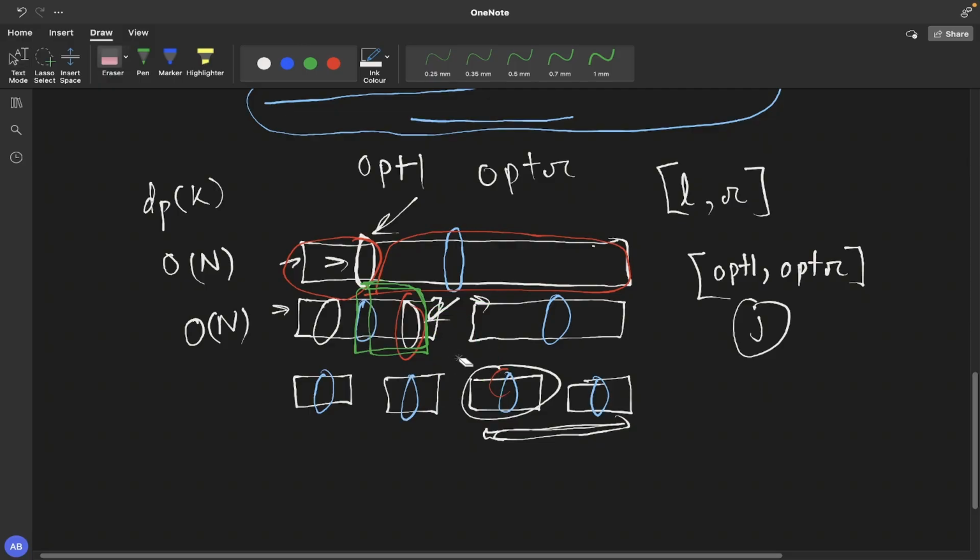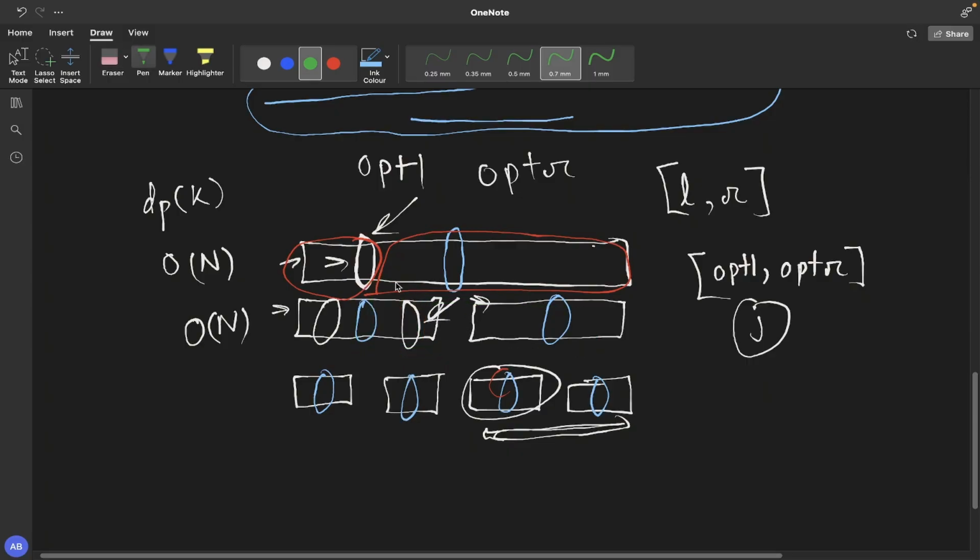And so what will be the total work done? We also need to check for this segment. Now, the optimal splitting point has to be to the right of this. So I'm saying that if the optimal splitting point was over here, it has to be to the right, and it can be anywhere over here.